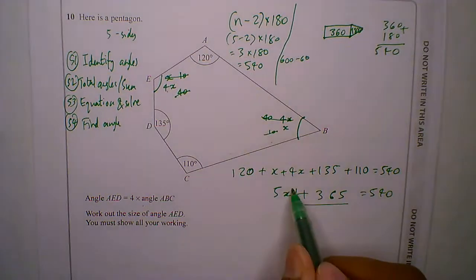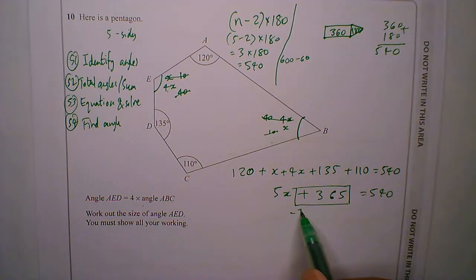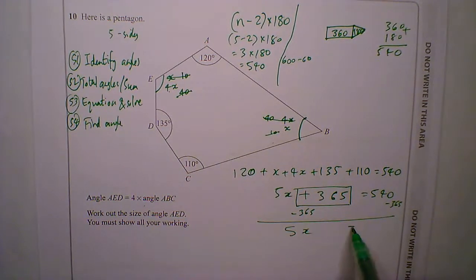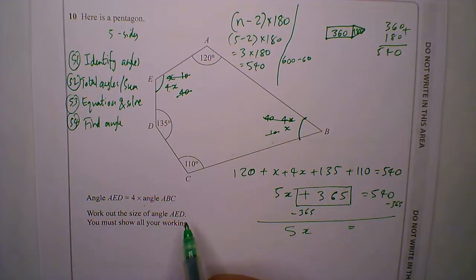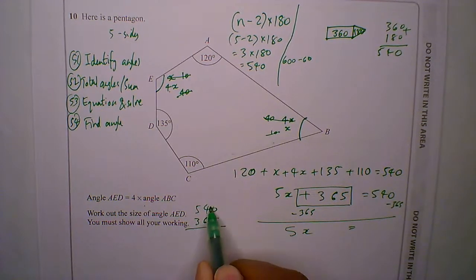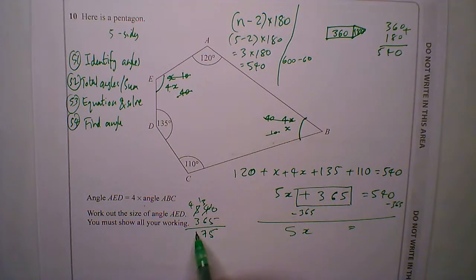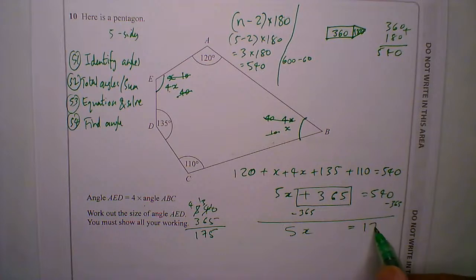Now I need to remove the 365, so minus 365. To simplify that, I've got 5x. 540 take away 365, so that gives me, let me do that working out by the side here as column value. 365, borrow this, 10 take away 5 is 5, I can't do 3 take away 6, 13 take away 6 is 7, and then 4 take away 3 is 1, so that's 175.